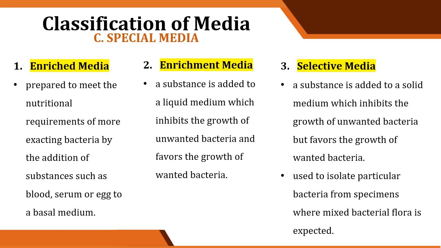So, the next classification of media is the special media. This is also the same classification according to function or purpose. Number 1 is enriched media. Enriched is prepared to meet the nutritional requirements of a bacteria by adding substances such as blood, serum, or egg to a basal medium. A basal medium is a simple medium. So, we added an ingredient to meet the certain requirements of the bacteria that we want to isolate. So, that is enriched media.